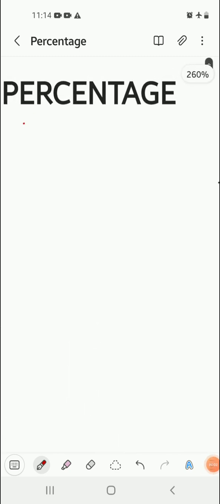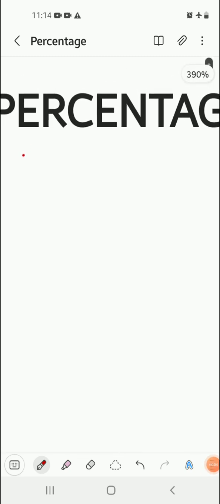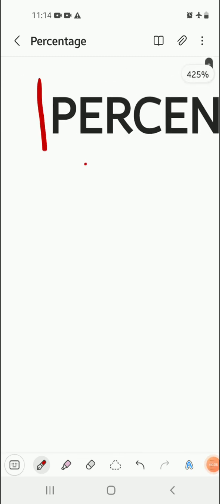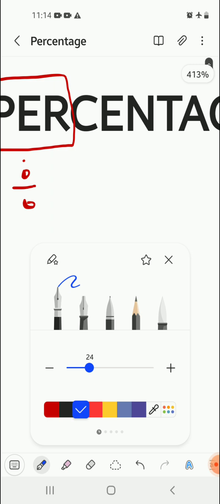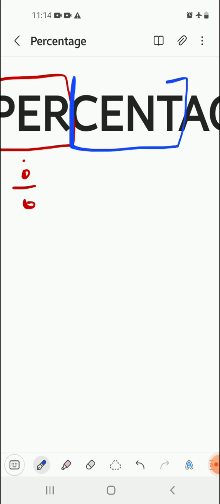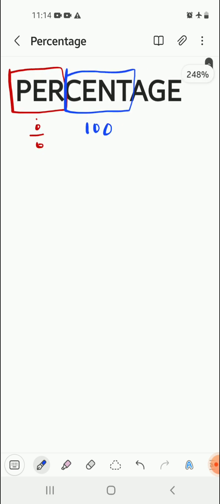Today's topic is percentage. First, we will understand the literal meaning of it. Over here, per means divided by, and cent means 100. So, in simple words, percentage is a form of a number which is expressed by dividing the number by 100. So, it basically shows us how much part of 100 that number actually is.